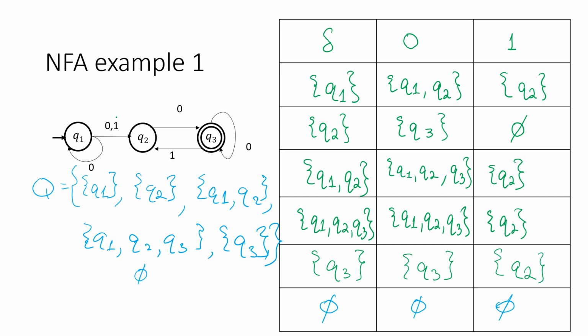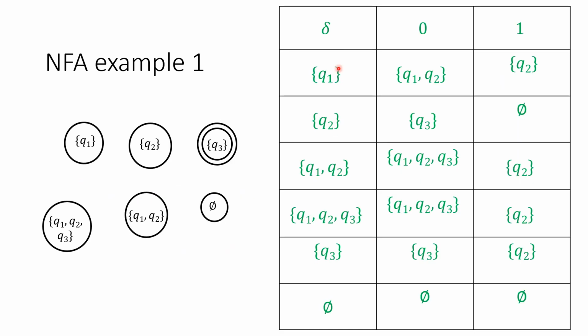Okay, so now that we have these states, let's go ahead and build and draw out this NFA, which is going to have 1, 2, 3, 4, 5, 6 states. Great. So what I've done here is copy over the transition table we made on the previous slide, and I've drawn my new states, which were originally sets of states.